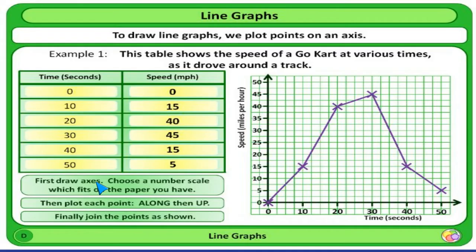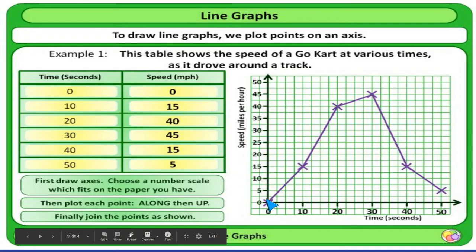So first you draw your axes. You choose a number scale which fits on the paper you have, but it also has to include 0 up to your greatest data point. So we have to show from 0 at least to 45. This one goes from 0 to 50, so that works well. All right, we're going to plot each point along then up. So what they mean is we go over then up. We'll talk about that in class. And then we join the points as shown.